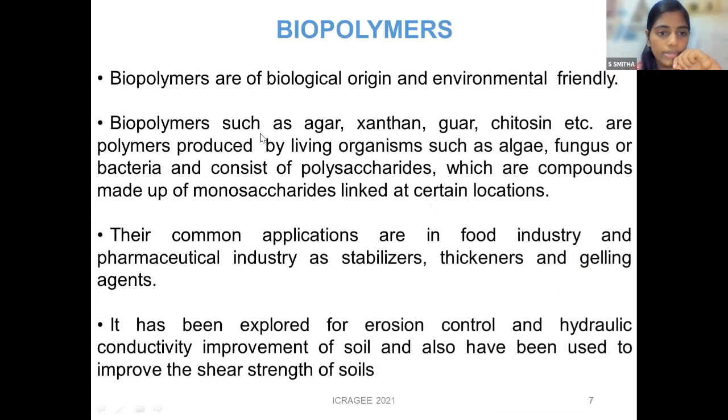So we'll see what biopolymers are. Biopolymers are of biological origin and environmentally friendly. Examples of biopolymers are agar, xanthan, guar, chitosan, etc. They are mostly produced by living organisms like algae, fungi, or bacteria, and consist of polysaccharides, which are compounds made up of monosaccharides linked with certain rotations. Their common applications are in the food and pharmaceutical industries as stabilizers, thickeners, and gelling agents. It has already been explored for erosion control, hydraulic conductivity, and also for improvement of shear strength of soil.